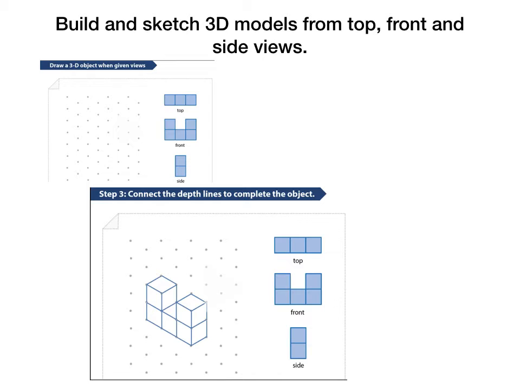So just a reminder, the 3 steps is you draw the front view first, okay? You're at an angle, so we've got 5 cubes, 1, 2, 3, 4, 5. Then the second step, we draw our depth lines. And then third step, we join our depth lines to finish off the object.